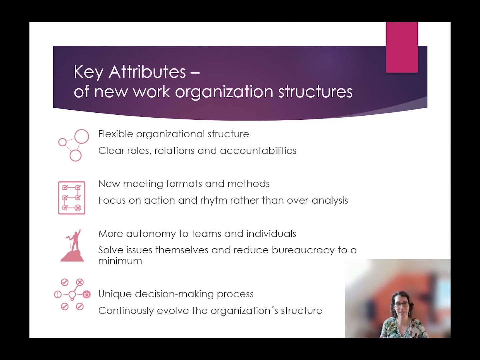So to summarize all the talk together, what are the key attributes of new work organization structures? First of all, as you see, you need to have a very flexible organizational structure. So you have these networks, but within these networks, it's very important that you have clear roles, relations, and accountabilities. It's not just giving freedoms, with no leadership, so you can do what you want. No, definitely not. You need to have awareness of exactly who is doing what, but then give them the trust and let them do what they are responsible for in their area of accountability.